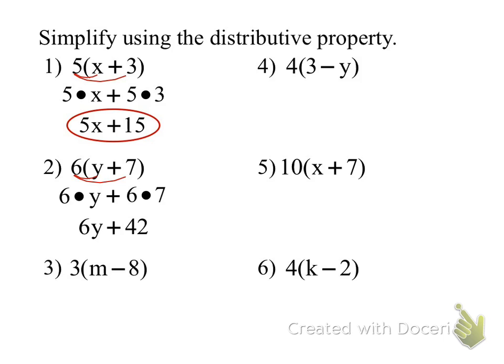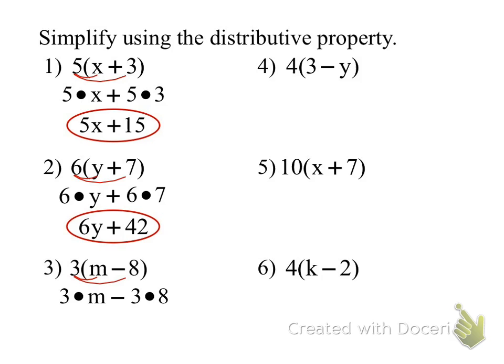Right, and we don't have to say times. If you just do 6y, that means 6 times y. And do I keep going? Do I add 6 and 42? No, we stop there. That's as simplified as it can get. Next one, Jeanette. Okay, so I first multiply 3 times m and 3 times 8. What kind of 8? Negative 8. Good. Now put that negative in the middle.